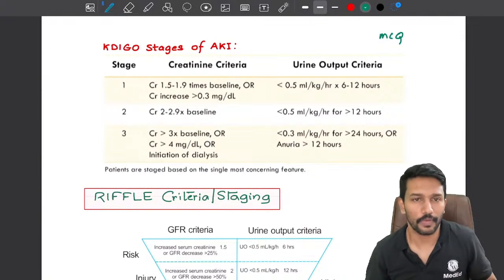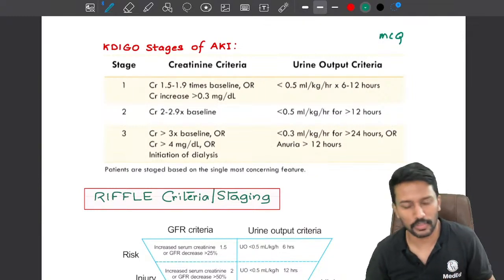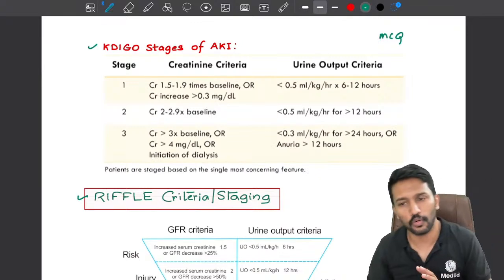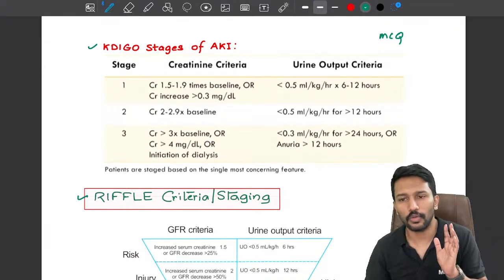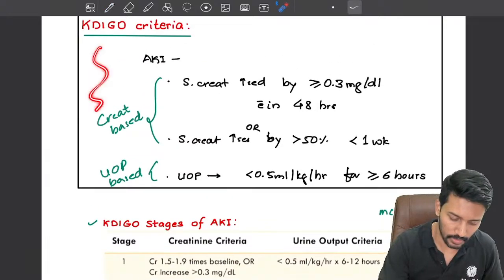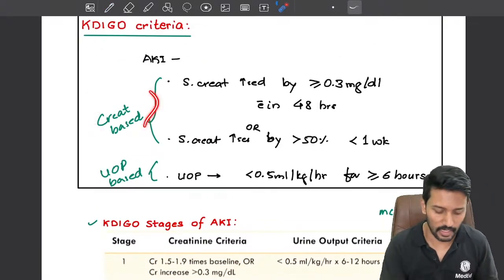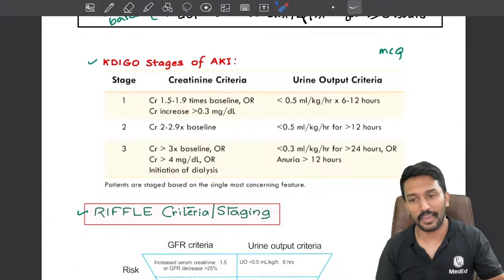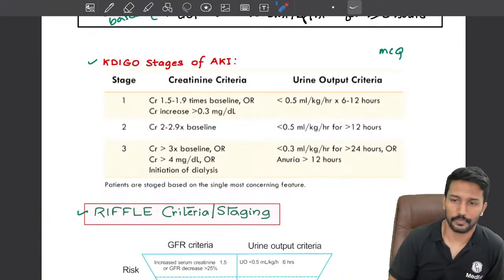There are 3 stages of AKI according to KDIGO. There is one more staging, which is called RIFLE. I want you to know both because questions have been asked about both. According to KDIGO, in the definition of our diagnostic criteria of AKI, we had creatinine based criteria and urine output based criteria. So stage will also have creatinine based and urine output based criteria.